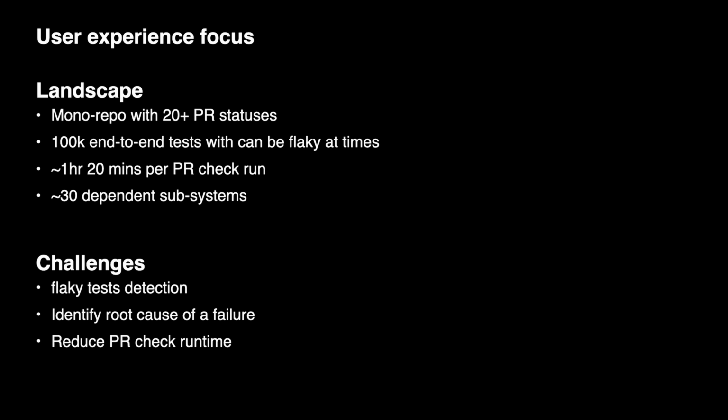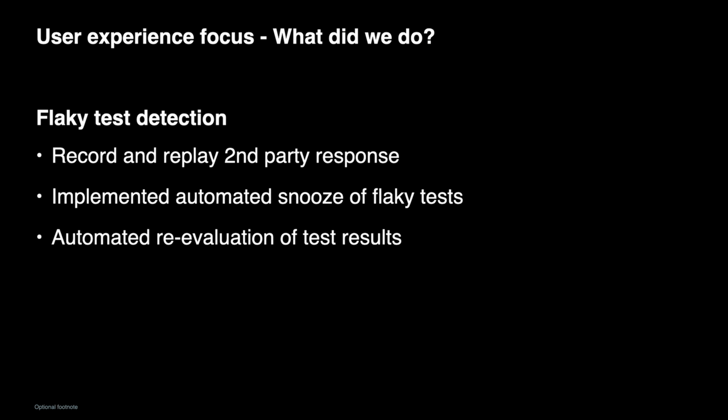There were a lot of dependent subsystems. Siri was calling other subsystems, and of course, those subsystems can have their own problems. So we identified our three main challenges at this point. We wanted to work on flaky test detection, especially in these end-to-end tests. How can we identify flaky tests? What can we do about them? Identify the root cause of a failure, try to classify all the failures so that we can automate the resolution and help the user understand what's going on, and overall reduce our PR check runtime.